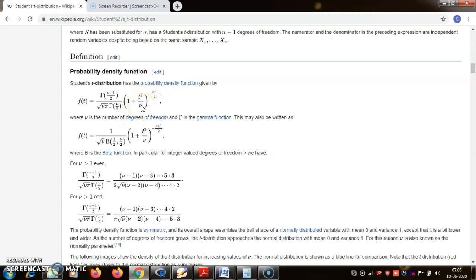Now if you forget about this constant, just ignore this constant for a moment and pay attention to this formula, then it looks quite simple. This is just 1 plus t square divided by mu, raised to the power minus (mu plus 1) by 2. Now mu is called the degree of freedom, and it determines the parameter properties and shape of the student t distribution. And here these are gamma functions.